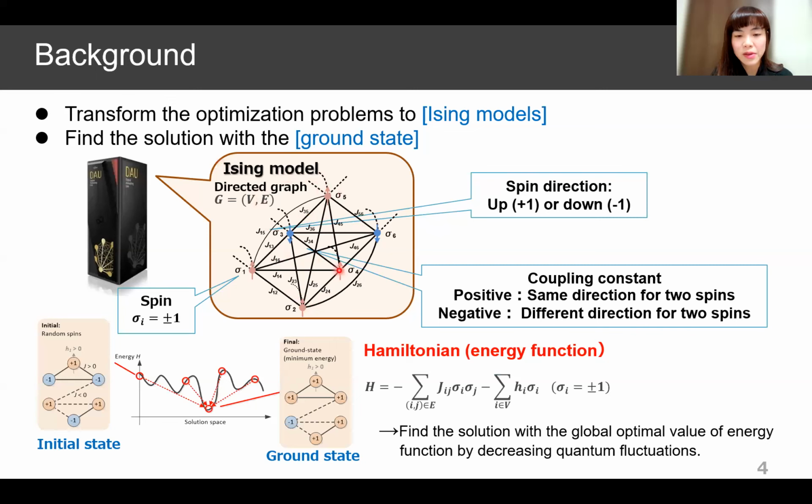This kind of model can also be represented in the form of an energy function like here. After constructing an energy function of the Ising model, we start from a random state, an initial state here, and we gently and slowly decrease the temperature and the quantum fluctuation until the ground state is reached. The ground state here means the state with the minimal value of H. If we reach the ground state, the ground state is the optimal solution to the original problem.